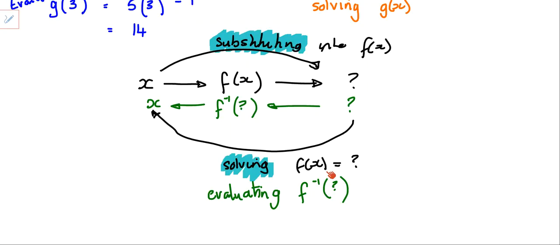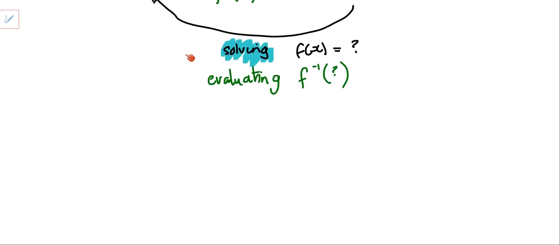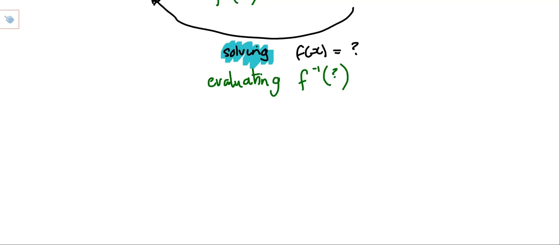Maybe it will help you if I do it in terms of the actual functions. Right, so what's the top arrow for the green, for the f? Solving. No, so that's substituting, isn't it? You're substituting into f of x. It's still substituting?